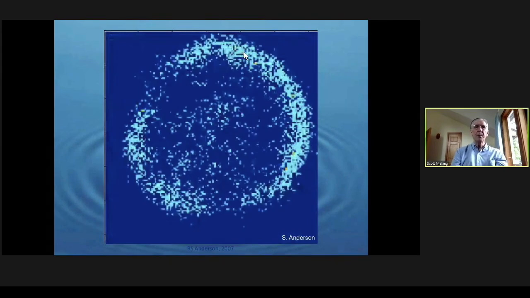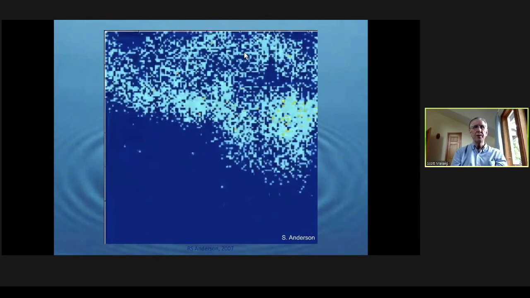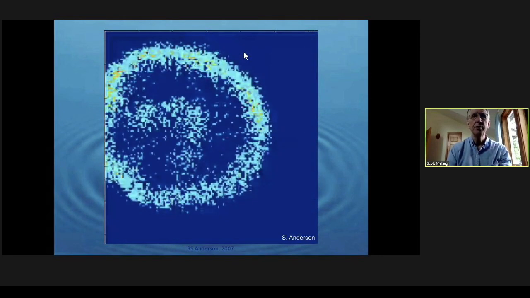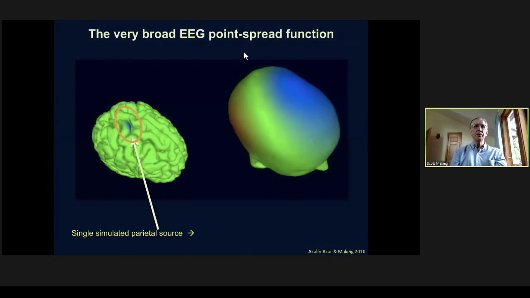Now, for people who are doing models of thalamocortical coupling, this is a fairly simple model by Stan Anderson at Johns Hopkins. You can see this sort of pond ripple phenomenon easily and how it occurs biophysically.